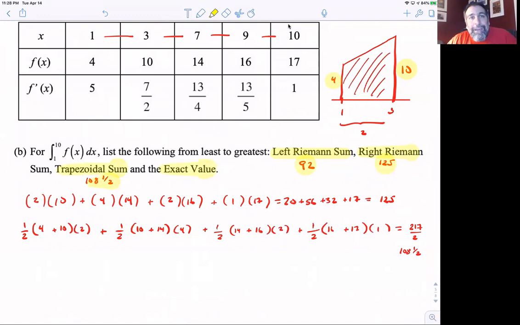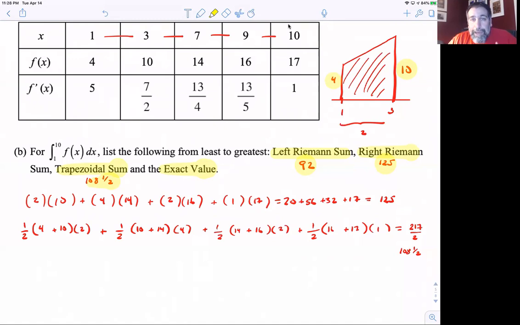How do we do the exact value on this one? That seems like it's going to be pretty much impossible to do because, again, we only have the values at 1, 3, 7, 9, and 10. We don't have any other information. But here's the thing you have to understand. I don't need to know the exact value. I just need to know where it compares to all my other approximations.